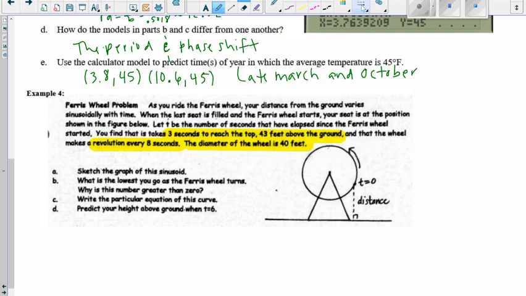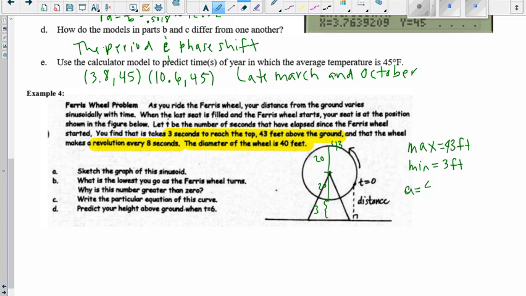For this problem, we would first want to figure out what the maximum and the minimum are, because that helps us figure out our amplitude and our vertical shift. The maximum, it told us, is 43 feet above ground, so 43. And the minimum, if the diameter of the wheel is 40, so that's 20 here and 20 here, so 43 minus 40 means the Ferris wheel's lowest point is 3 feet above the ground. So the minimum is 3 feet.